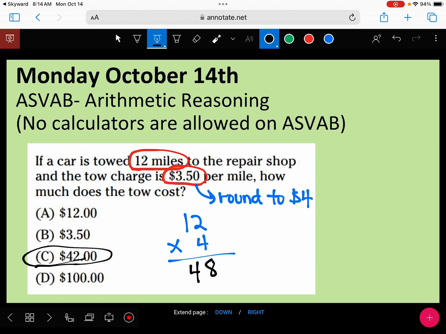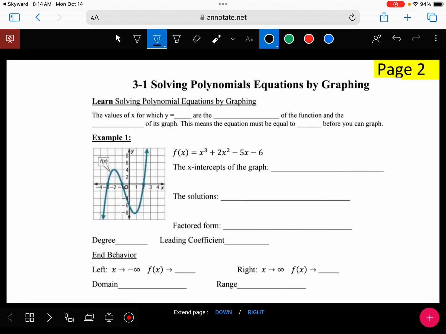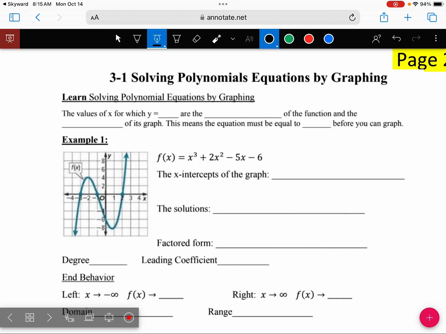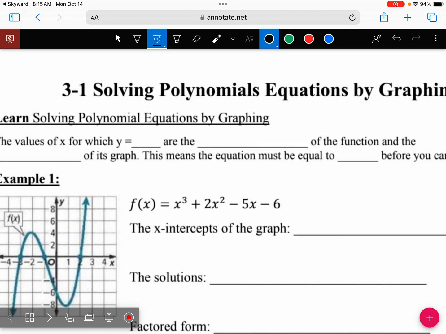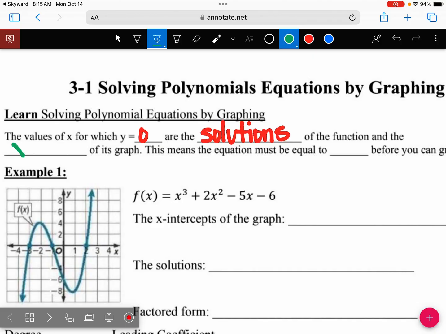All right, so let's get to our notes. Go back to your bright yellow packet and flip over to page 2. We're going to do pages 2 and 3 today, and then we will be finished. So we're going to talk about polynomial functions by graphing. So the value of x when y equals 0 are the solutions of the function. And they're also the x-intercepts.